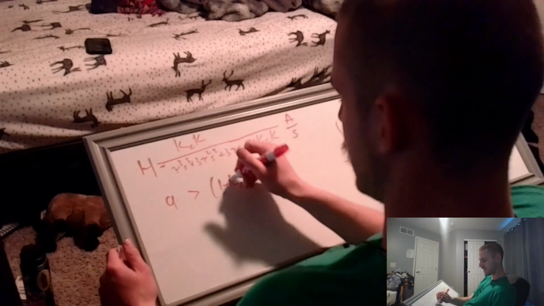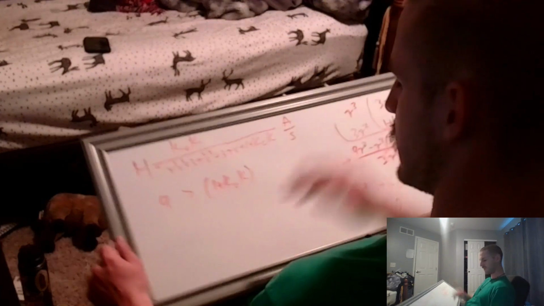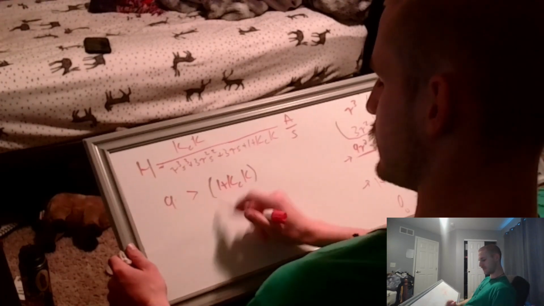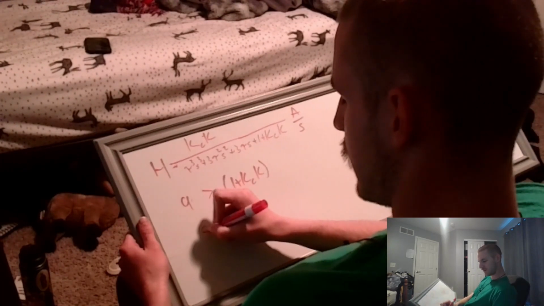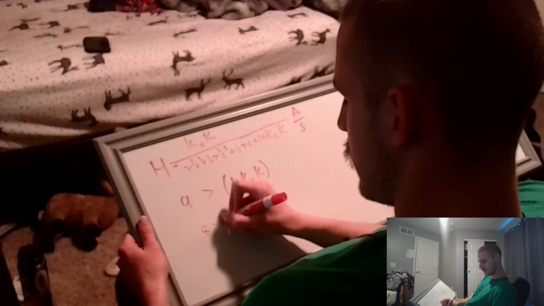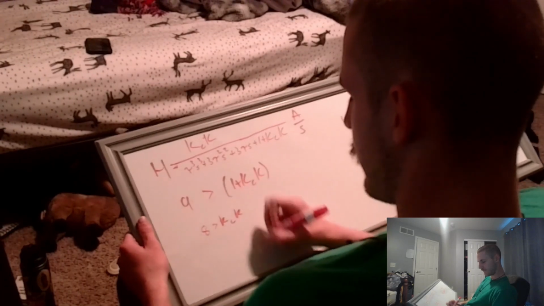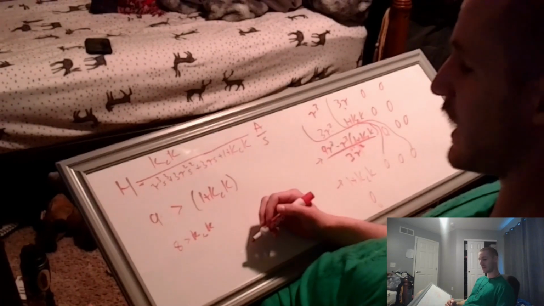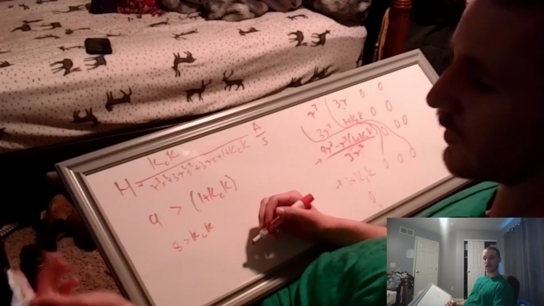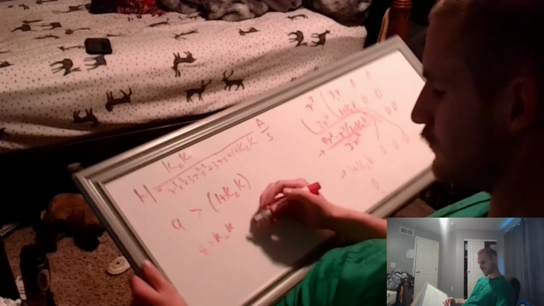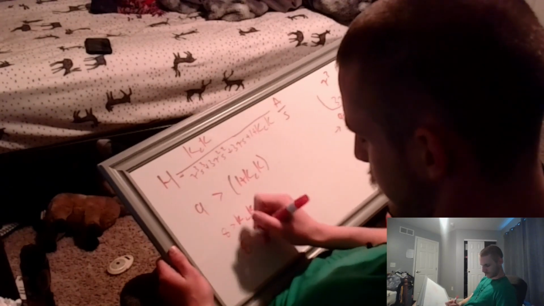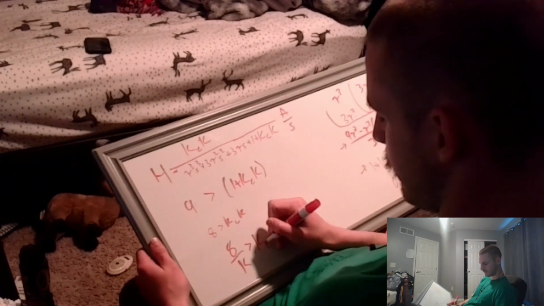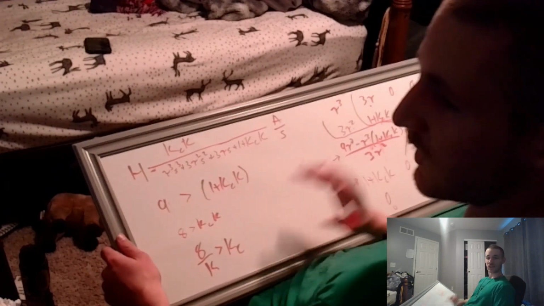1 plus KcK. 9 is greater than 1 plus KcK. Subtract 1, we get 8 is greater than KcK. Kc is some controller that we are going to set. K is based off of our transfer function. So we will say that 8 over K has to be greater than Kc. That is going to be our limit for that.